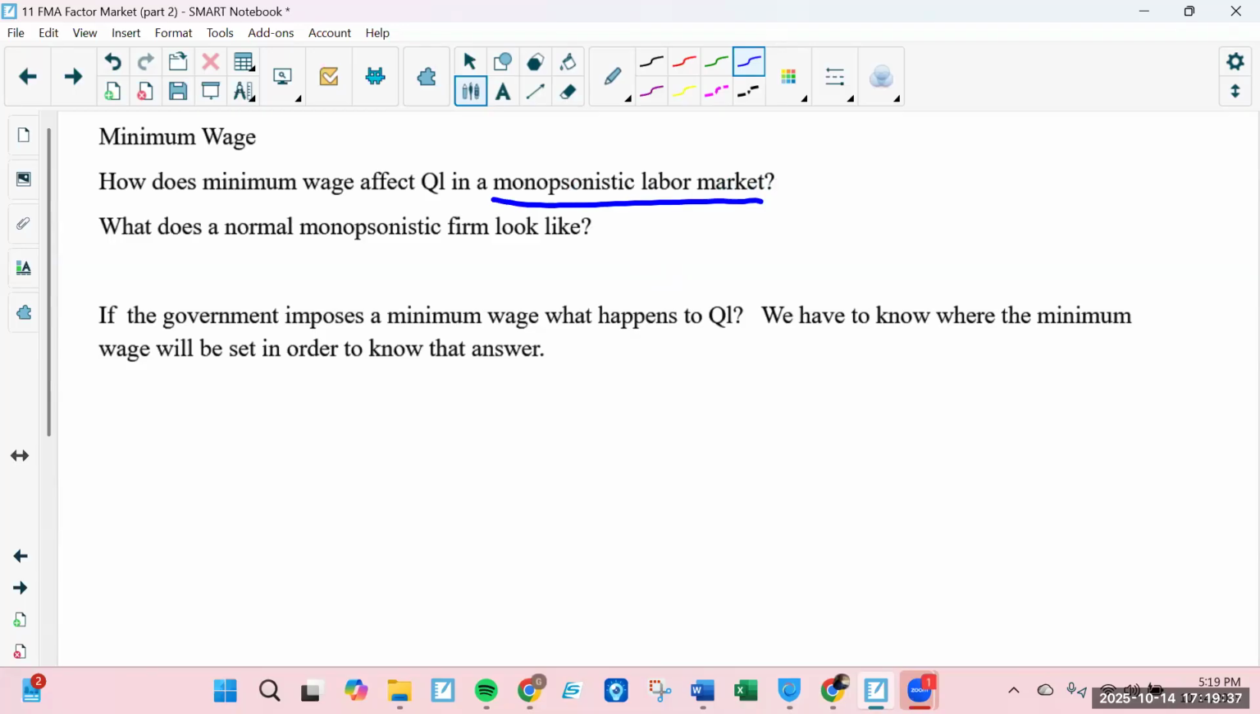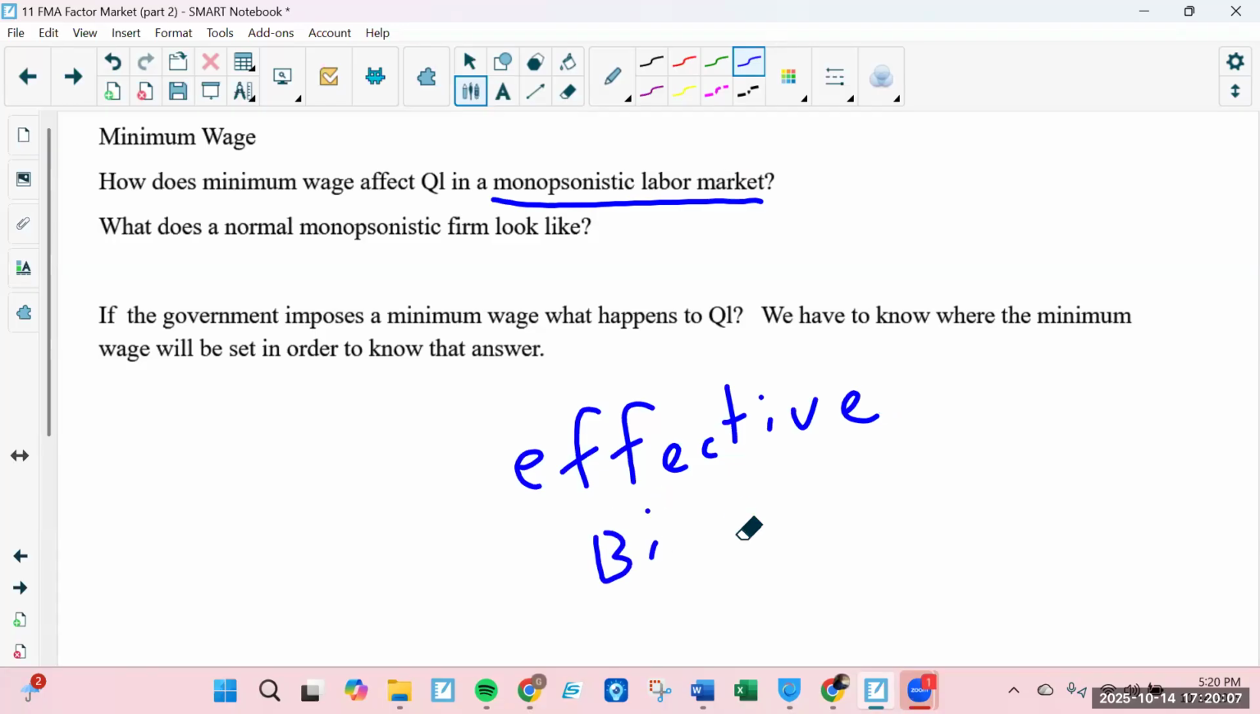Now, one thing I want you to know here is when they talk about minimum wage, always assume that it's what we call effective. In other words, the minimum wage is higher than the current wage rate. Right now in Georgia, the minimum wage is lower than what people are getting paid. So it's actually what we would call an ineffective minimum wage. But ignore that. Never assume it's ineffective. Always assume that it is effective. It's working. Another term they might use is binding. In other words, the firms have to go by it. The minimum wage is higher than what the market wage is.